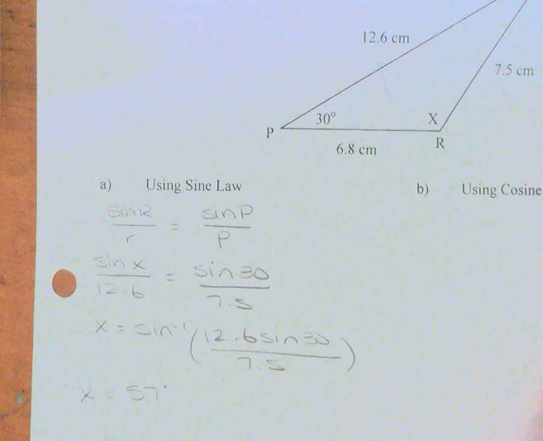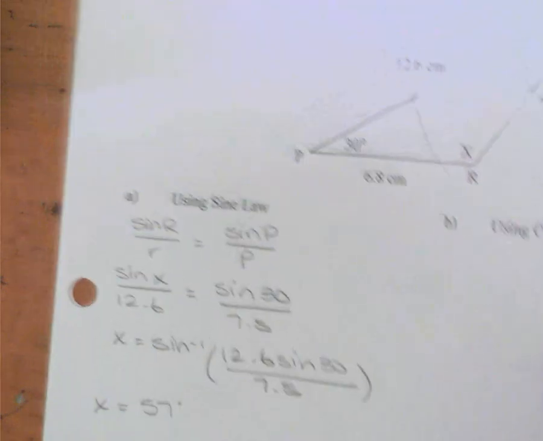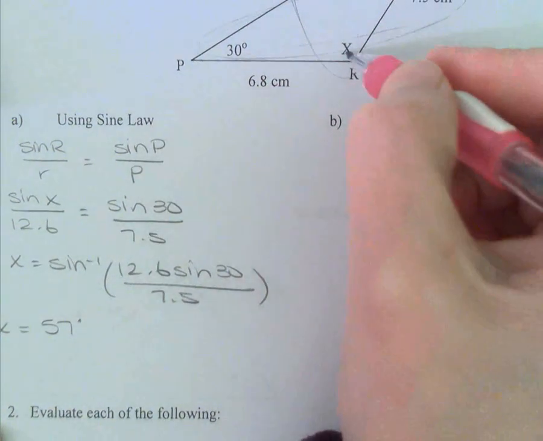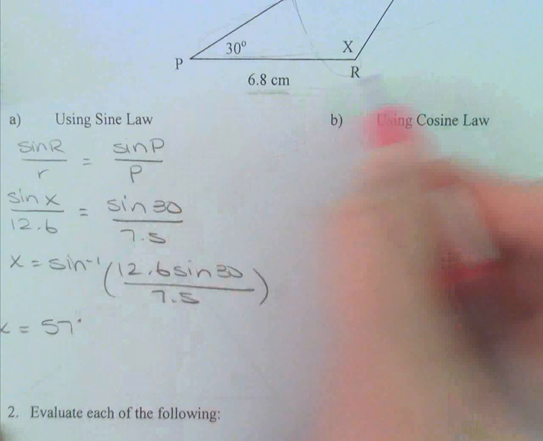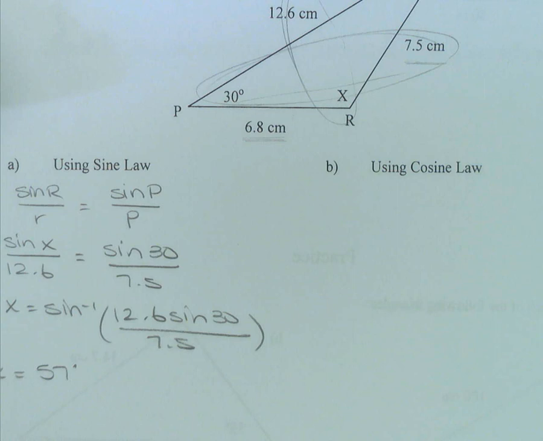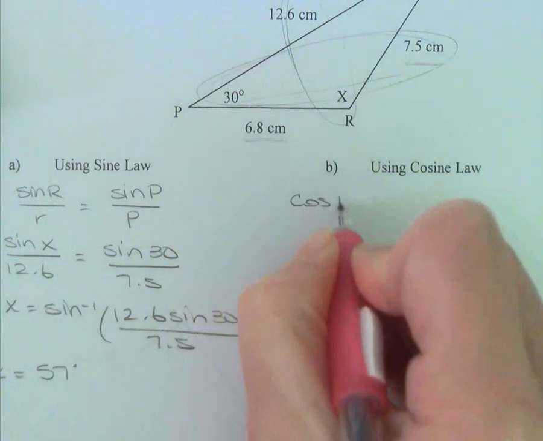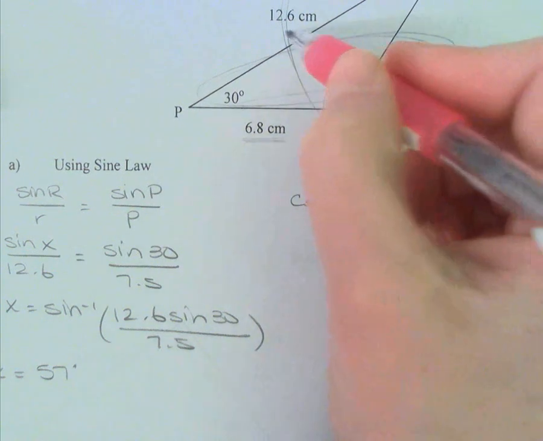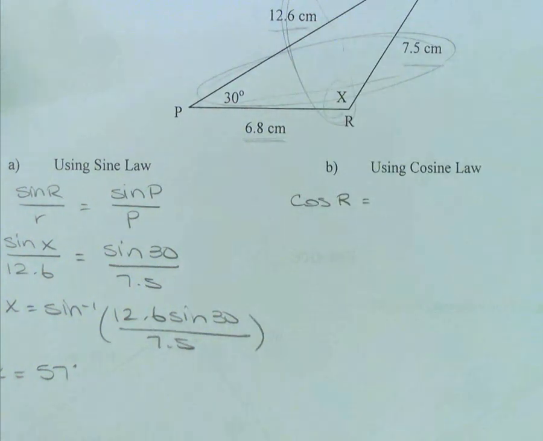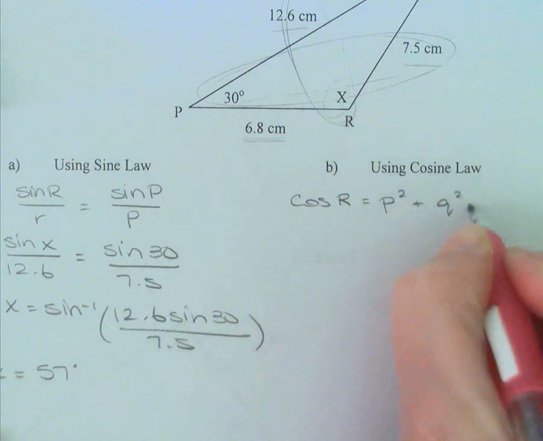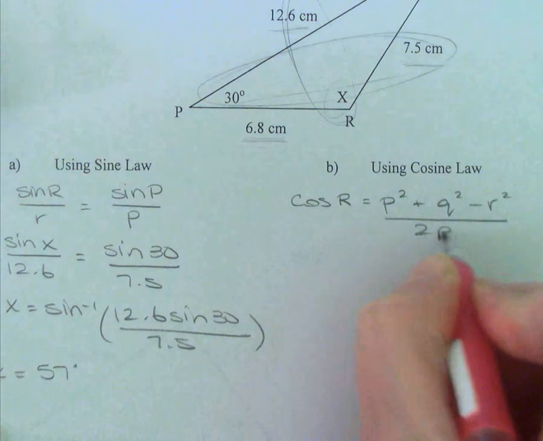I want to try the same thing with the cosine law. So I'm looking for this angle, and it's contained between this side and this side. So I'm going to say, well, I want to do cos r, but I don't have it. So I actually need all three sides. And I'm going to subtract the side opposite it. So I have p squared plus q squared minus r squared over 2pq.